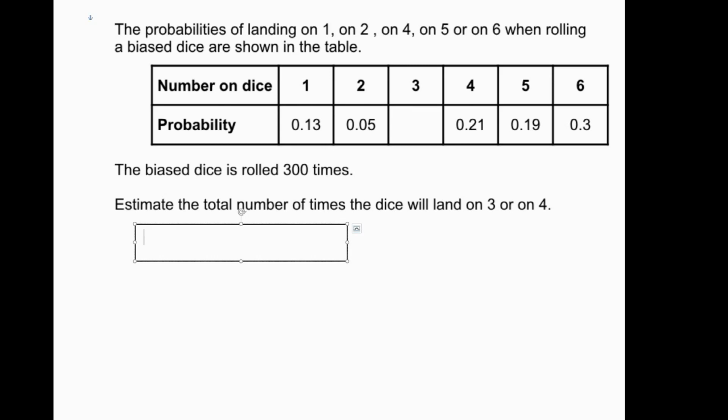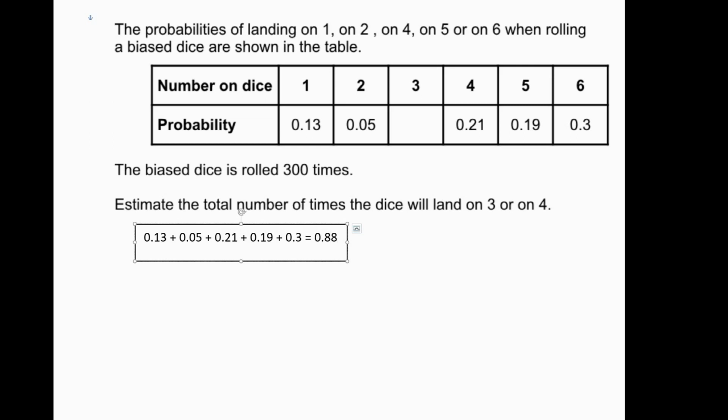So if the probability of landing on the faces except the 3 are as shown, then if I add up the probabilities of landing on all of the faces, they need to add up to 1. So I'm going to add up the probabilities that we know. And if I do that, that will give me 0.88.